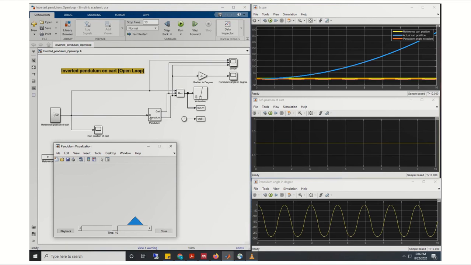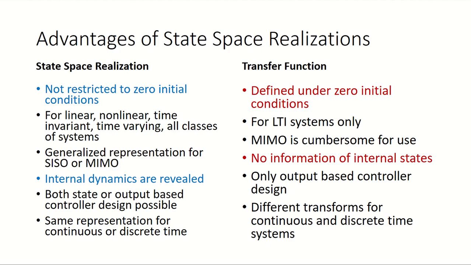So the state space realization, which we will start talking about now, takes care of both these limitations. It is not restricted to zero initial conditions. Also, the internal dynamics are revealed, obviously, because we are terming this as state. So the states are the internal dynamics. Basically, states are the minimum set of internal dynamics we need to know in order to completely describe the system.